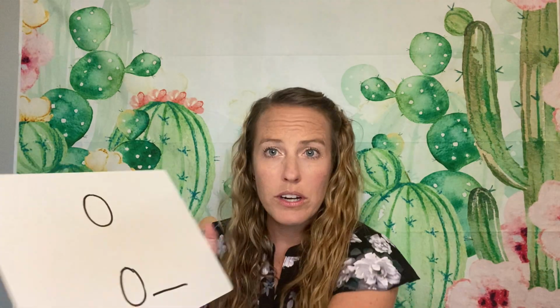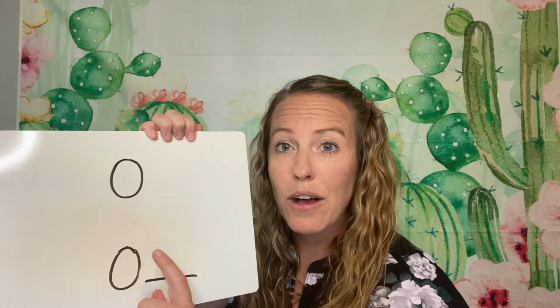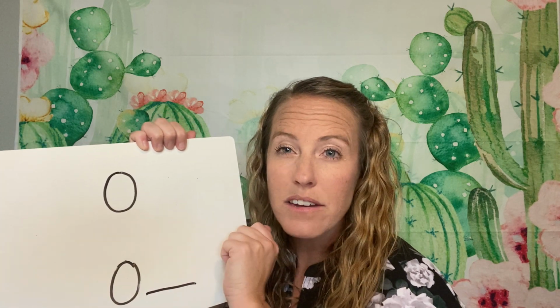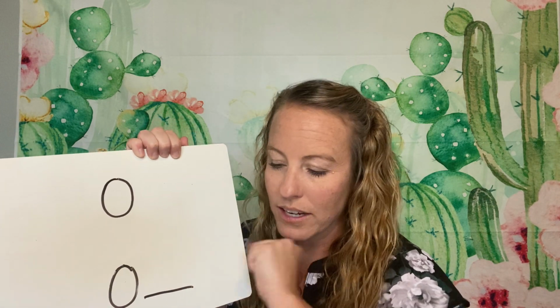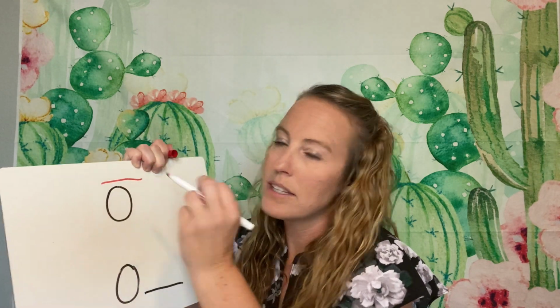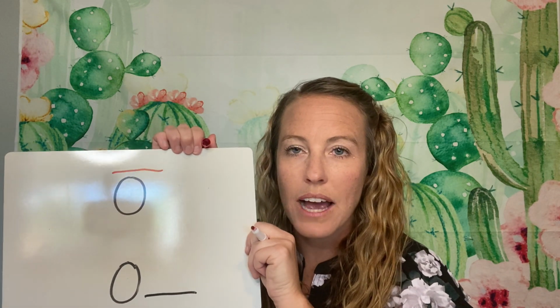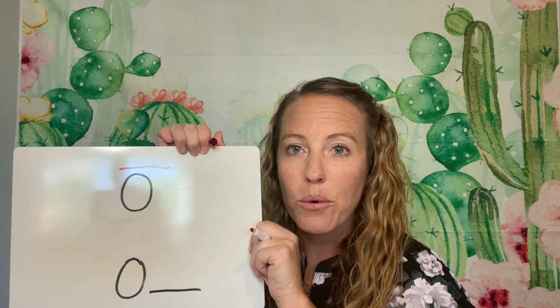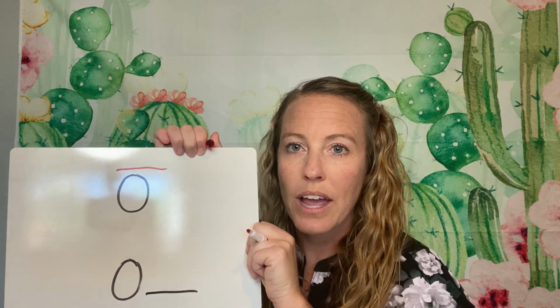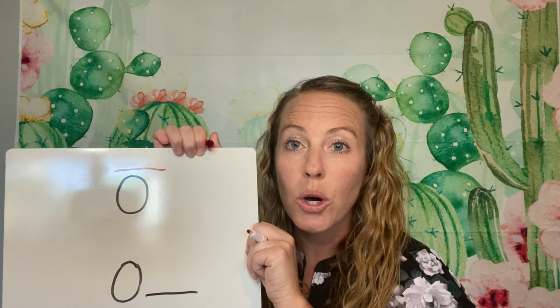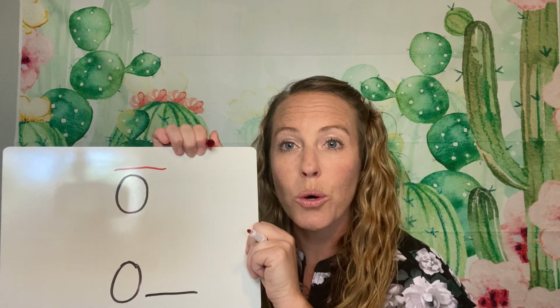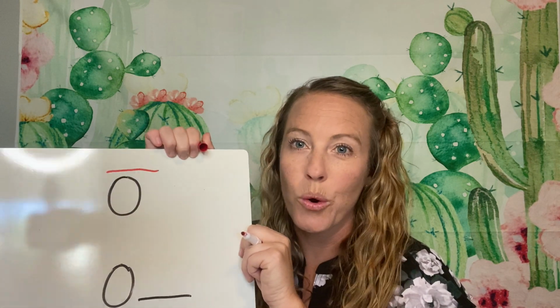So we're going to go over how to code vowels. When you have a vowel like O at the end of the word and there's nothing behind it, you code it like this. It's going to say its long sound. And the long sound for O is O, like in the word go, or so, or no.